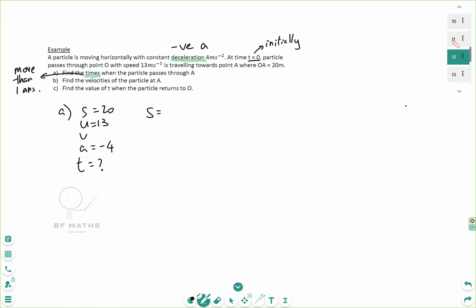Yep. Dora the Explorer tells you S equals UT plus a half AT squared. S is 20, U is 13, T is unknown, plus a half times -4 T squared. You will see this becomes a quadratic. So you bring everything to the right hand side. A half times -4 is minus 2T squared, plus 13T minus 20.